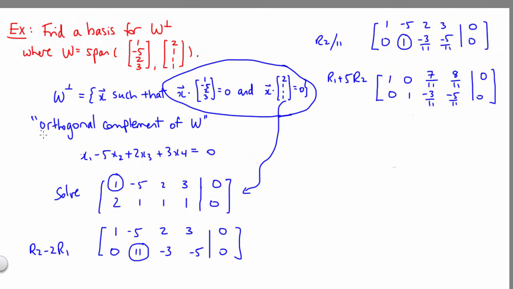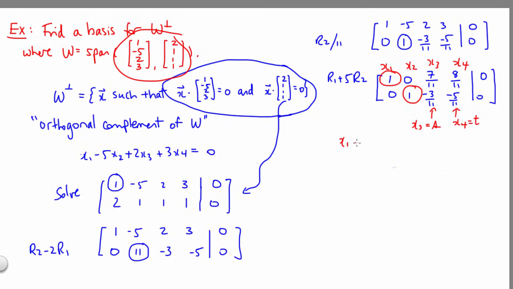So remember, we're trying to find the vectors x that are orthogonal to both of these original two basis vectors. So it makes sense to call our variables x1 through x4 here. In the first row, we've got a leading 1 in that position there. From the second row, we've got a leading 1 here. So there are two columns which are going to lead us to two different parameters. Let's say x3 is equal to s and x4 is equal to t.